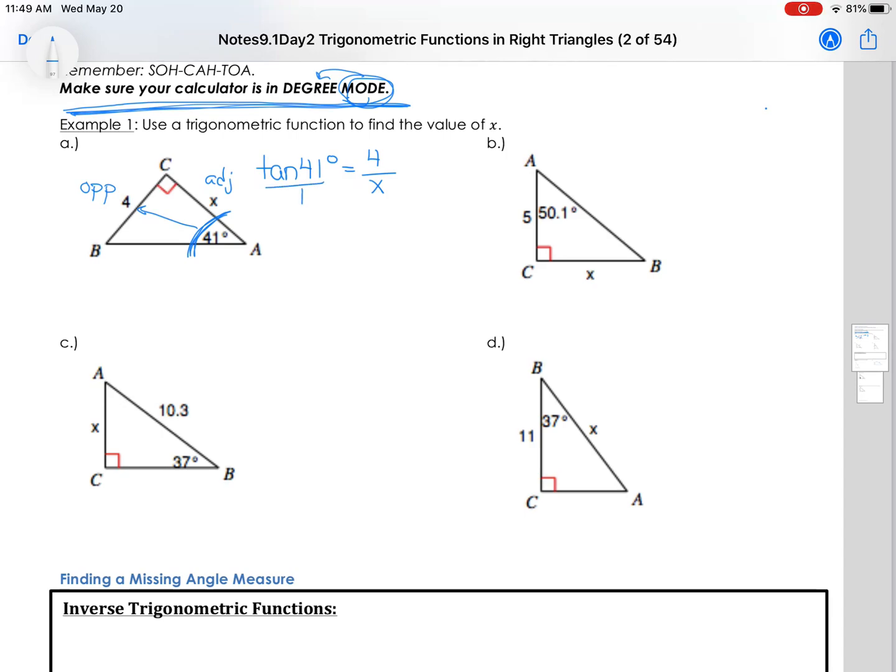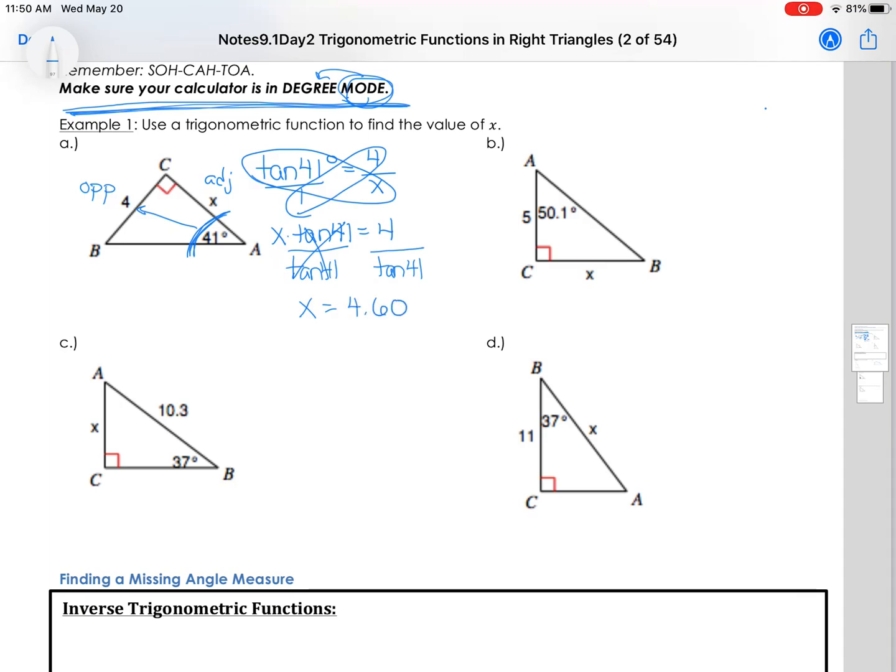So 4 over x. Now what you're going to do is make it a proportion. So the tangent of 41 goes over x, and we cross multiply. So we get x times the tangent of 41 equals 4, and we are solving for x here, which means we have to divide both sides by the tangent of 41. So again, please make sure you are in degree mode. These are all going to be decimals, I would anticipate. Round to 2 places, and you get about 4.60 for your answer for that one.